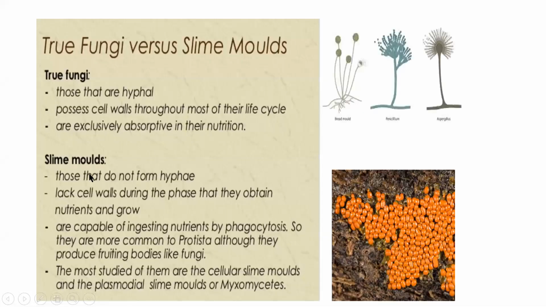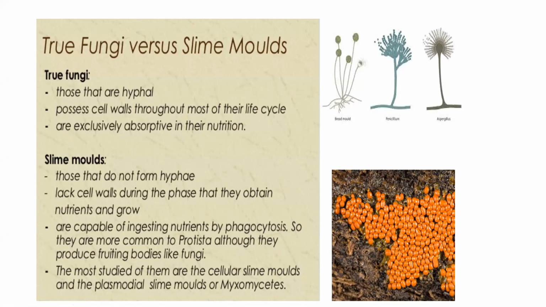Okay, so basically there are two main groups of fungi: true fungi and slime molds. Slime molds actually do not have a cell wall. Okay, they only have a cell membrane. So they don't form hypha-like structures. Okay, and they are capable of ingesting nutrients by phagocytosis. That is, they engulf the food. So they are similar to protozoa in the mode of nutrition, but they produce fruiting bodies like fungi.